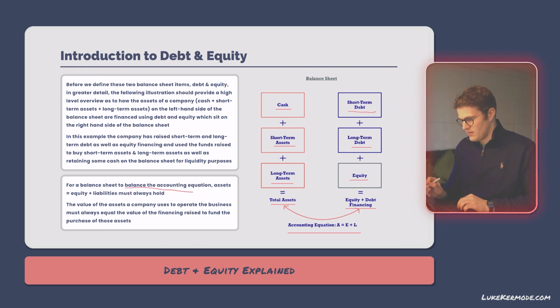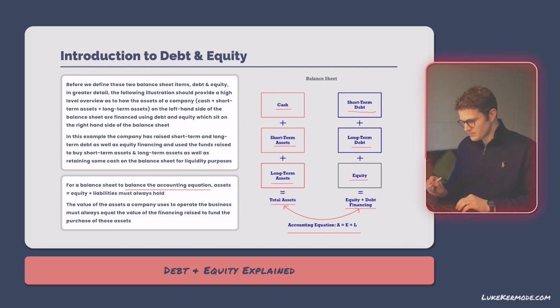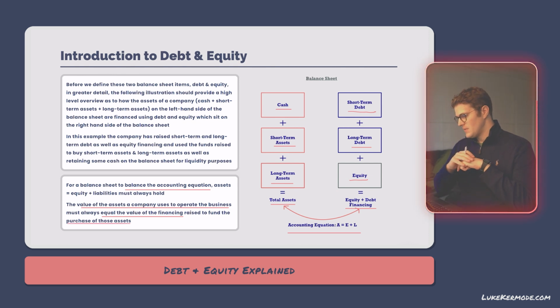And that is called the accounting equation, and it must always hold. The asset side of the balance sheet must always equal the financing side of the balance sheet. So assets should always equal your liabilities plus your equity. The value of your assets must equal the value of the financing raised to purchase those assets. So that's a very simple balance sheet. You've got your assets on the left-hand side and your sources of financing on the right-hand side.